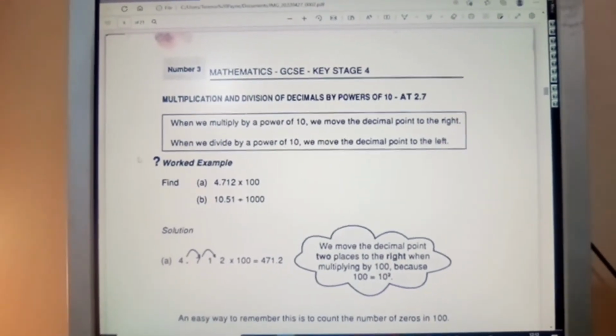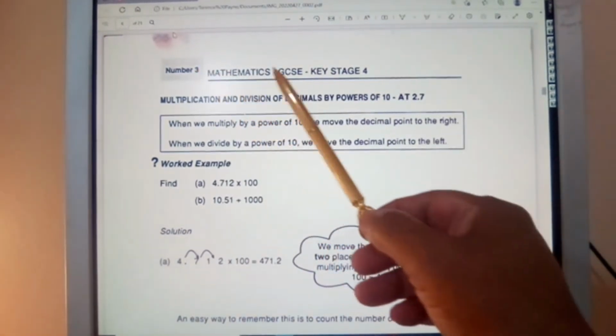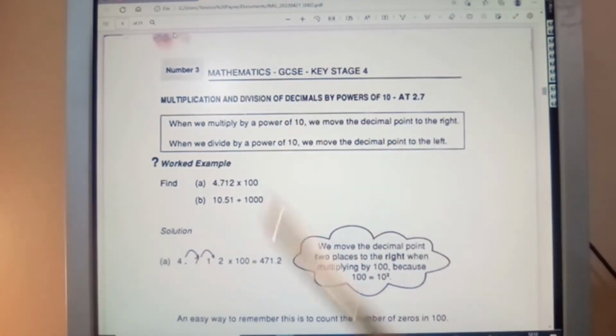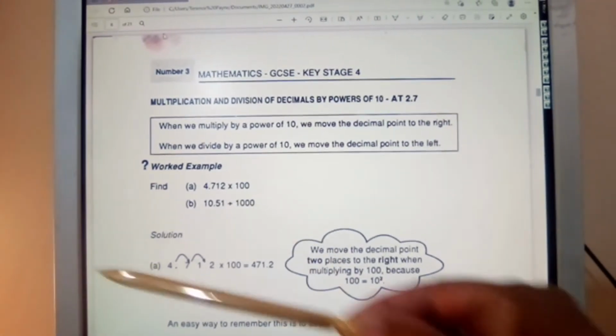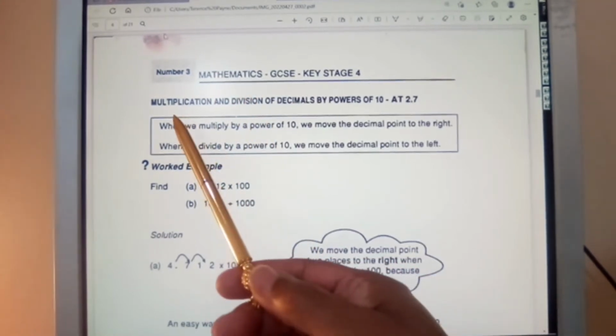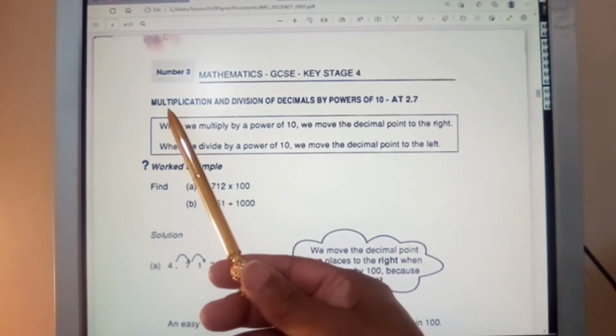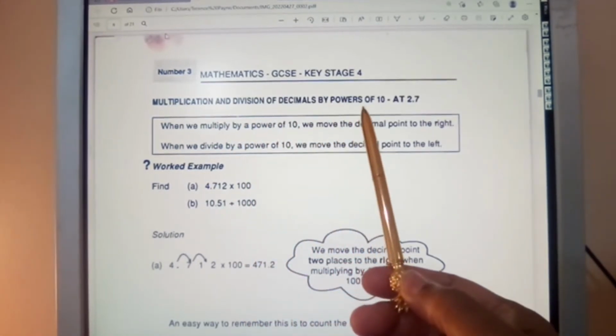Okay, welcome back. What I want to do is to continue with Mathematics GCSE Key Stage 4. Now we've done a little bit of this earlier, but let's look at what happens when we use multiplication and division of decimals by powers of 10.